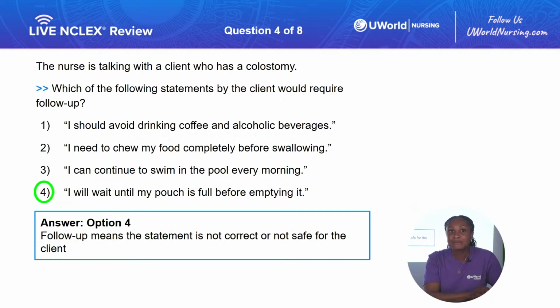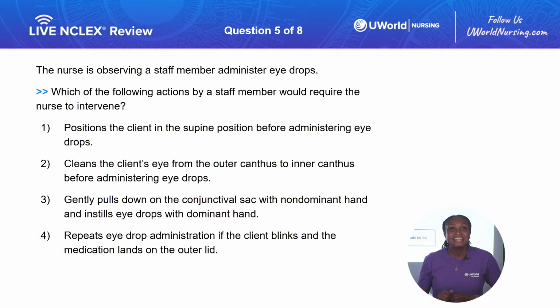Option 3, I will continue to swim in the pool every morning. Another correct teaching, or just something to encourage their independence and a sense of normalcy. So having them swim every morning is okay, because this will be their normal type of morning, and that would be great for them. Next question.